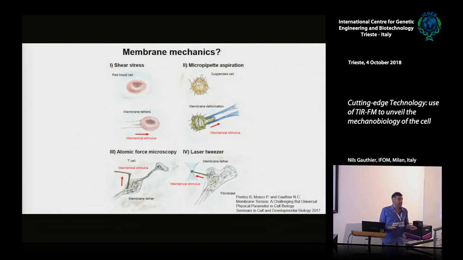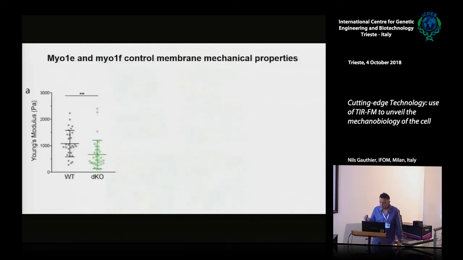Then we turn to membrane mechanics. There are many ways to look at membrane mechanics. We put a review here with the main ways, but the two main ways are essentially atomic force microscope or laser tweezers. All of them have their advantages and their pitfalls. One is more cortex oriented, one is more membrane oriented. I will not go into detail, but basically we use those two techniques.